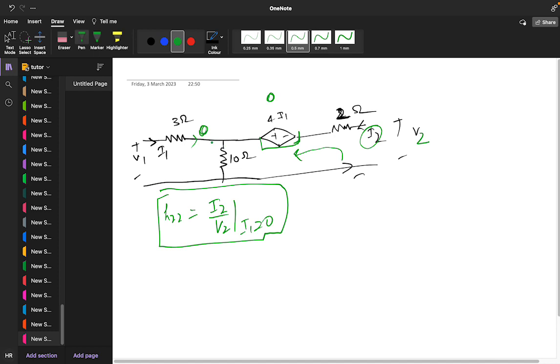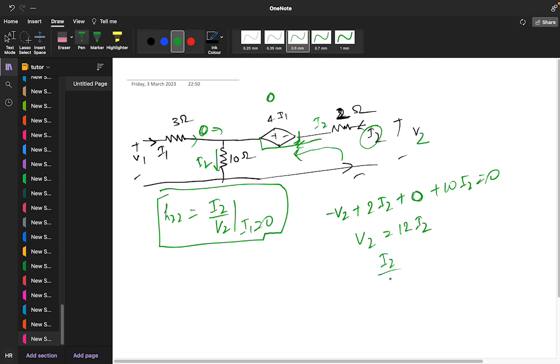So what is the current? I2 current is coming in this, and since the other current is 0, only I2 current will flow. So minus V2 plus 2 I2 plus 4 into I1 is 0. So 0 plus 10 I2 is equal to V2, so V2 is equal to 12 I2. So I2 upon V2 is equal to 1 upon 12. So this is our H parameter.